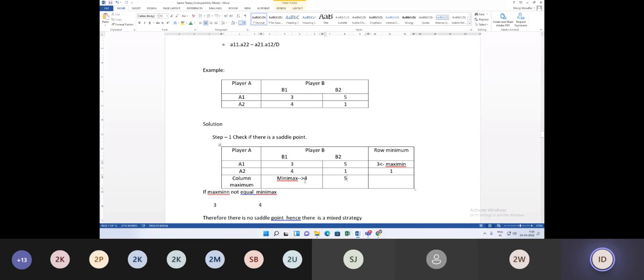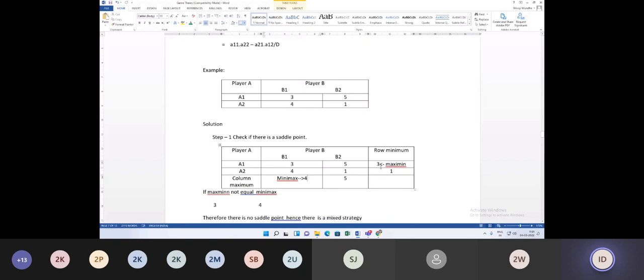Now the maxima are 4 and 5, and out of these maxima 4 and 5 we have to select the minimum one, that is, the minimax policy is applied. So what is the minimum? 4 is the minimum. So 4 is the minimax value and 3 is the maximin value.